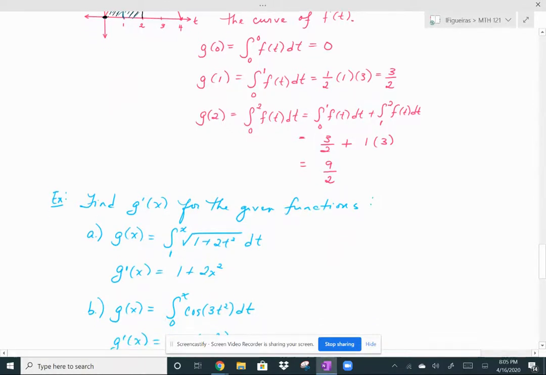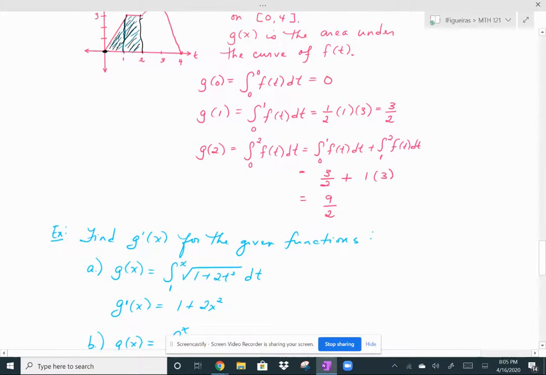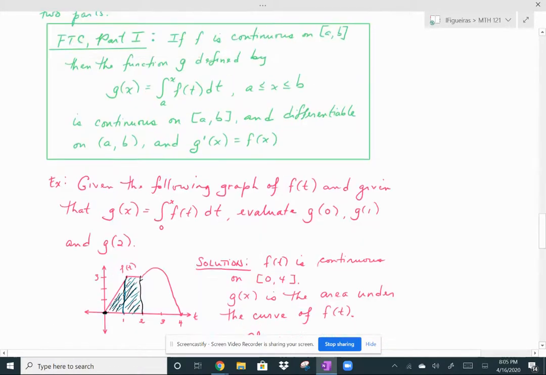Okay, for these next couple of examples, we're going to use the bottom part of this theorem, which says that if g of x is equal to this integral, then g prime is just equal to f of x. So you're not actually taking the antiderivative here. You're basically just taking the function as is and plugging in the upper limit of x.